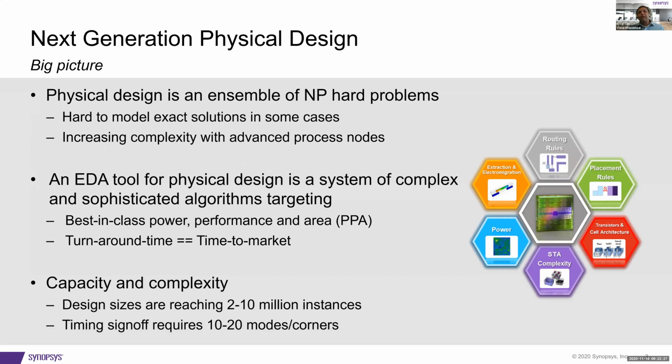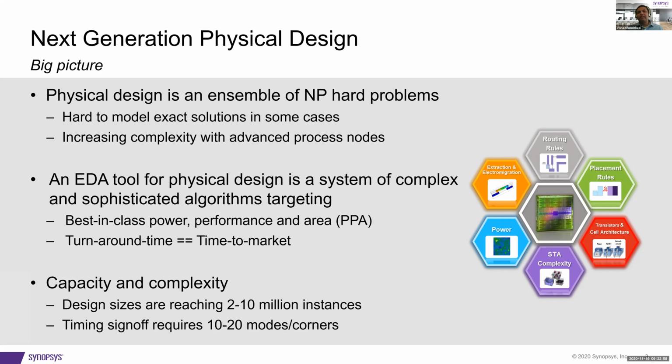So really the big picture for physical design is that physical design really is an ensemble of NP-hard problems. And if you look at most of these problems, it's not even possible to formulate an exact solution for most of them unless you make fairly simplifying assumptions. Moore's law, process node scaling, has just made things harder and harder, bigger and bigger, more and more complex. So it's not been easy in the past few years.